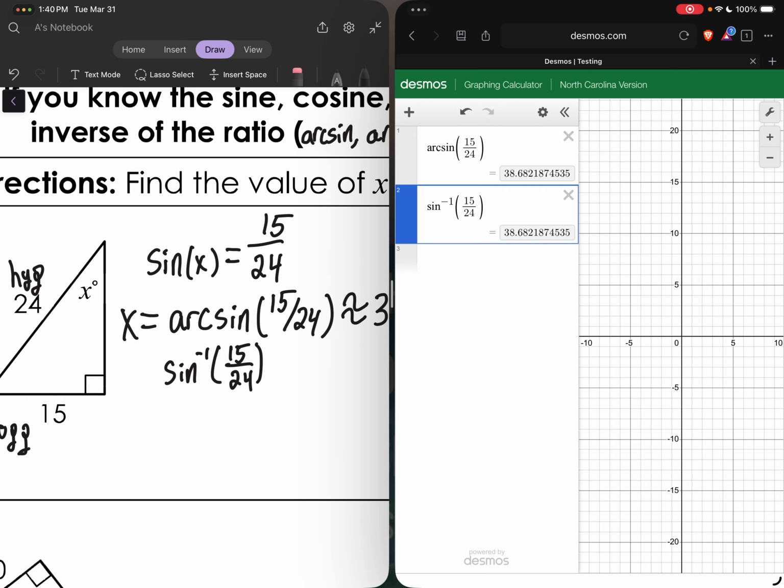The reason is, in Math 3, you'll be looking at inverse ratios, reciprocal ratios, of sine, cosine, and tangent. I'm going to tell you what they are. You don't need to know this, but it's cosecant, secant, and cotangent. We're not worrying about those at all in Math 2. However, I do want you to be in the habit of writing arc sine, arc cosine, arc tangent when solving for x.